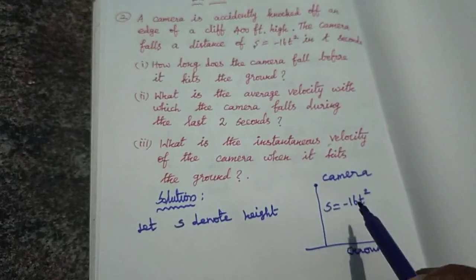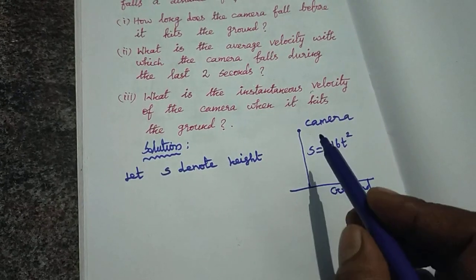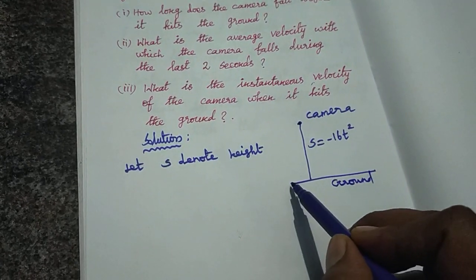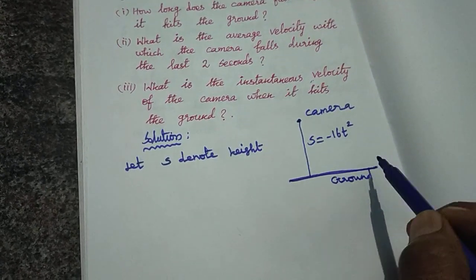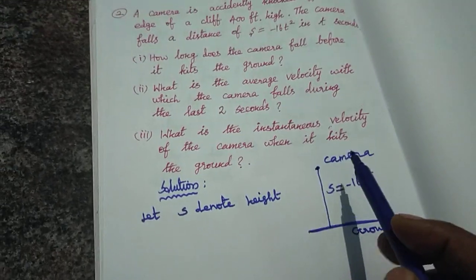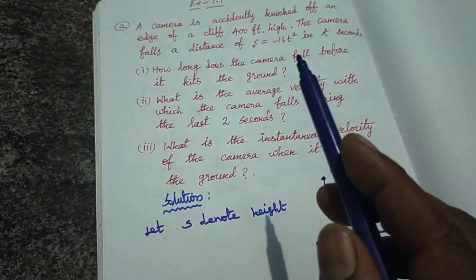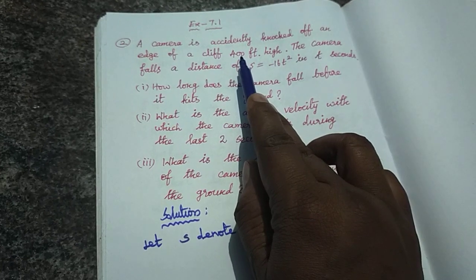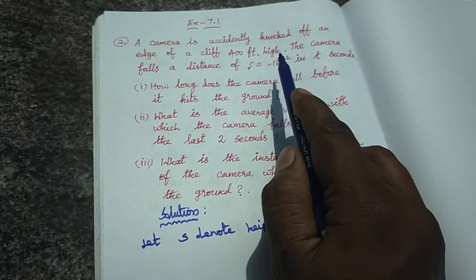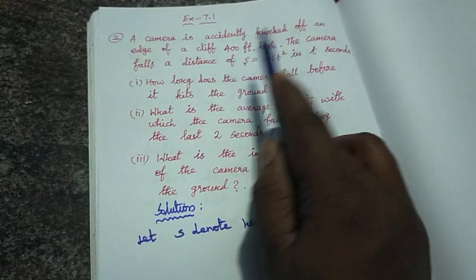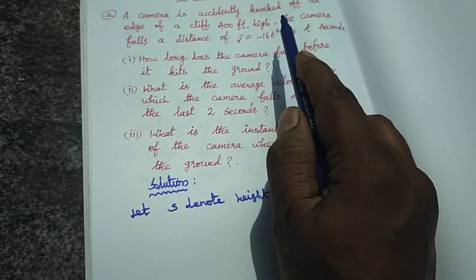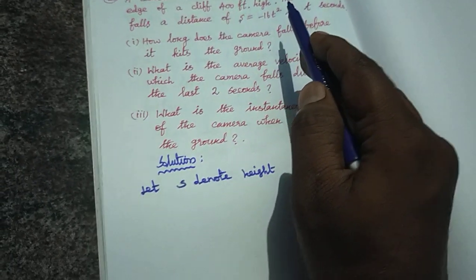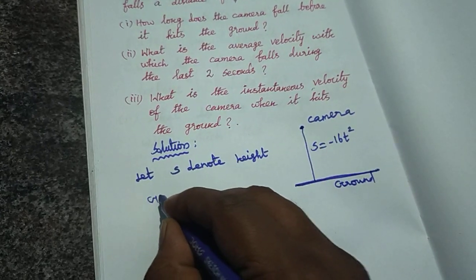Let me see one by one. First, this is our situation. This is the place of the camera. This is the ground. Can you understand, children? The distance is represented as an equation. S denotes the height. One more height is given. What is the value? 400. It is downward, so we take it as a negative sign. To hit the ground, the camera has to travel 400 feet. And therefore, given data.